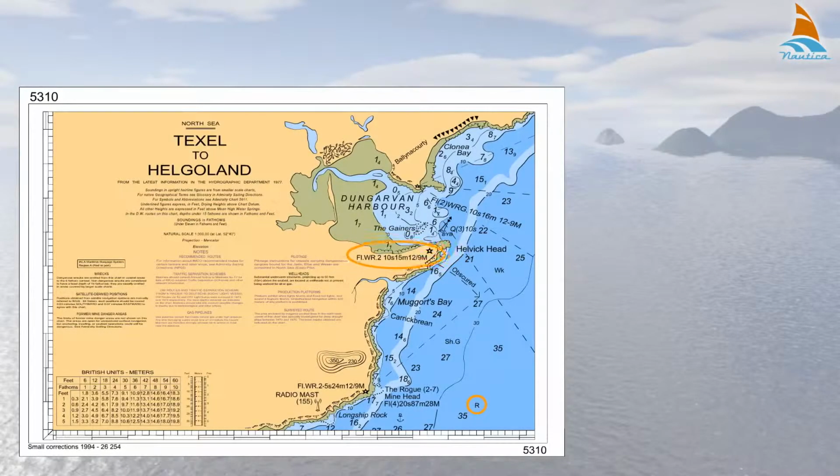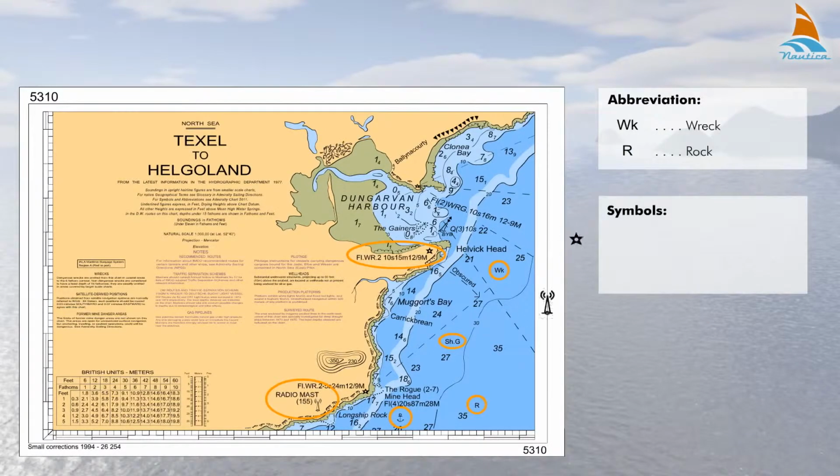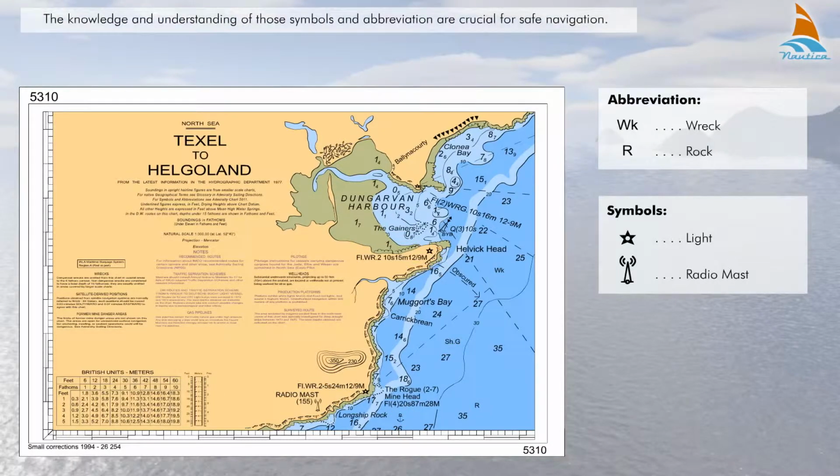Looking at the navigation chart, we can see lots of symbols and abbreviations. Each symbol and abbreviation on the navigation chart has a meaning, representing a shorthand way of covering significant information. The knowledge and understanding of those symbols and abbreviations are crucial for safe navigation.